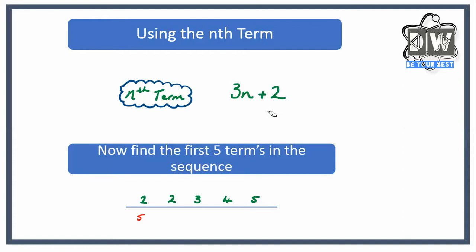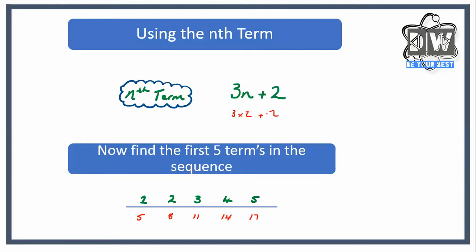Now, what would the second term be? So we're going to replace n with 2. So this time it's going to be 3 times 2 plus 2. So 3 times 2, 6, plus 2, we've got 8. Now, I don't really need to do any more than that because I know they go up by 3 each time, because we can see this 5, 8. So what would it be if it goes up by 3? It would be 11, 14, and 17.